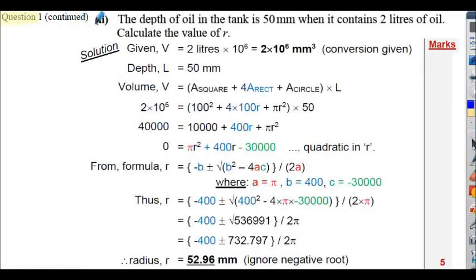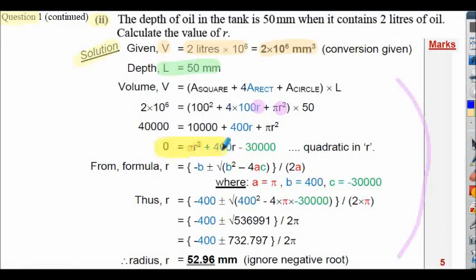This is question 1, part 2. Here's the solution. Notice we initially stated the 2 litre volume in terms of millimeters cubed. That's the conversion given in the question. The depth or the length of the fryer is 50 millimeters. So a very similar approach as to part 1. It's just that this time we're going to generate an equation in which R is an unknown. I'll let you review the solution at your own pace.